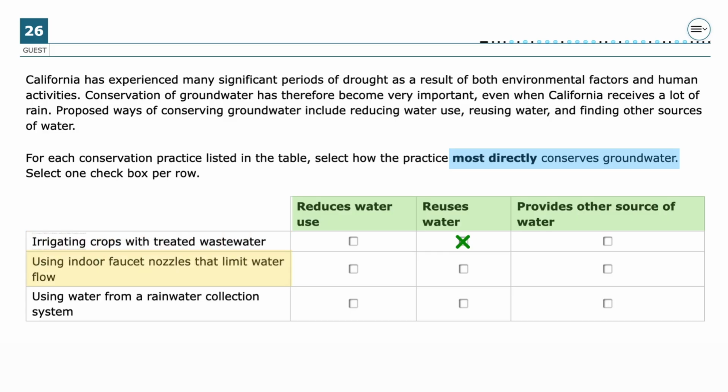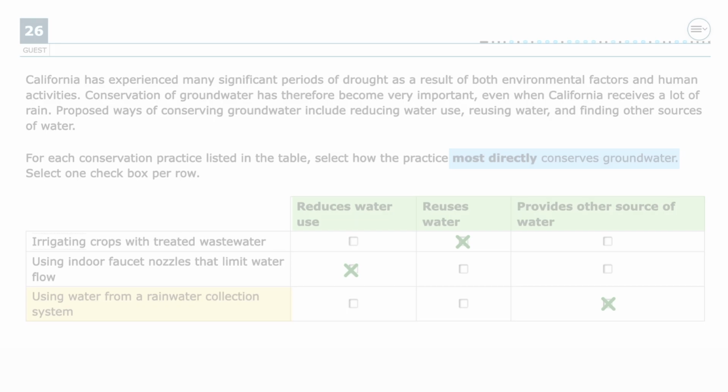Using indoor faucet nozzles that limit water flow. These devices reduce how much water comes out of a faucet. This helps by reducing water use, which means we use less groundwater overall. Using water from a rainwater collection system. This uses rain as an alternative to groundwater. This practice provides another source of water, which reduces the need to use groundwater.